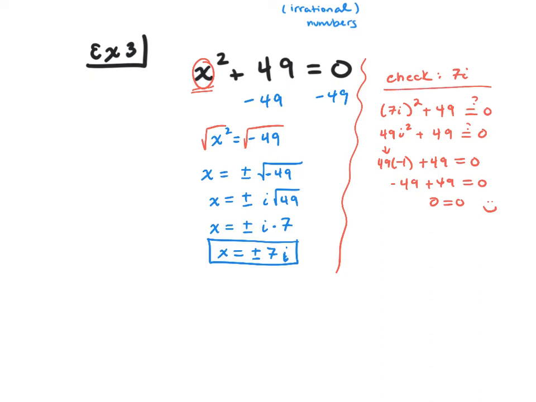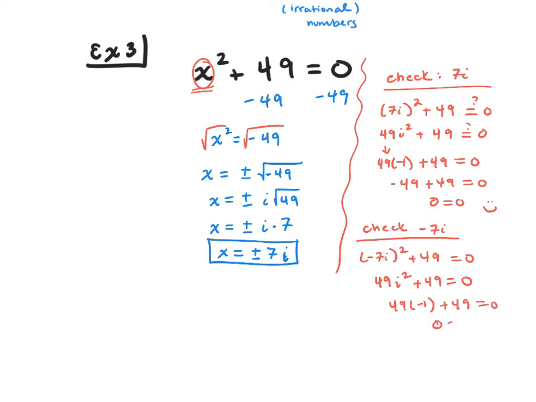Now let's check the negative 7i. You're like, all right, maybe that one worked, but maybe not the other one. Okay, so I'm going to take that and square it. And we're going to get the same thing because I'm squaring a negative 7 and I get positive 49. That i is still getting squared, and it looks just like the last one. And I get 0 equals 0. They both work. I hope you didn't doubt me. Okay, so they both work. That's the answer. Everybody's happy.